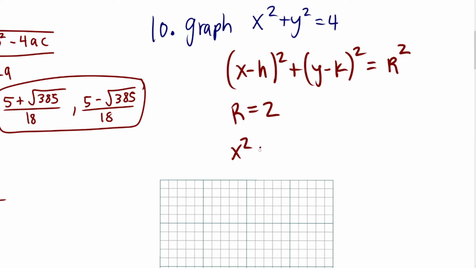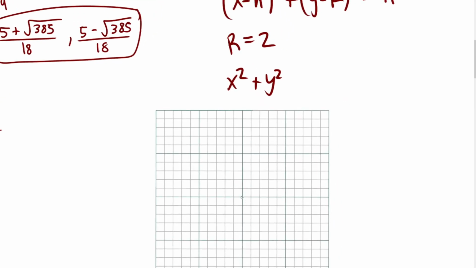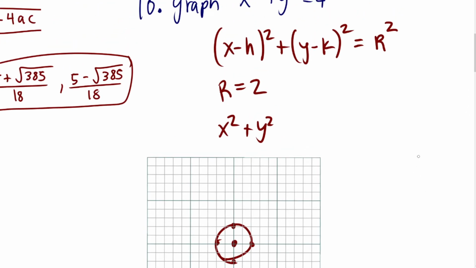If it's just x squared plus y squared, there's no h and there's no k. So our origin is going to be 0, 0. And then to draw, we'll just do 2 points on the outside and connect the circle. Now, that part's easy, especially if it's something like this, and it's already factored out for you for the most part.